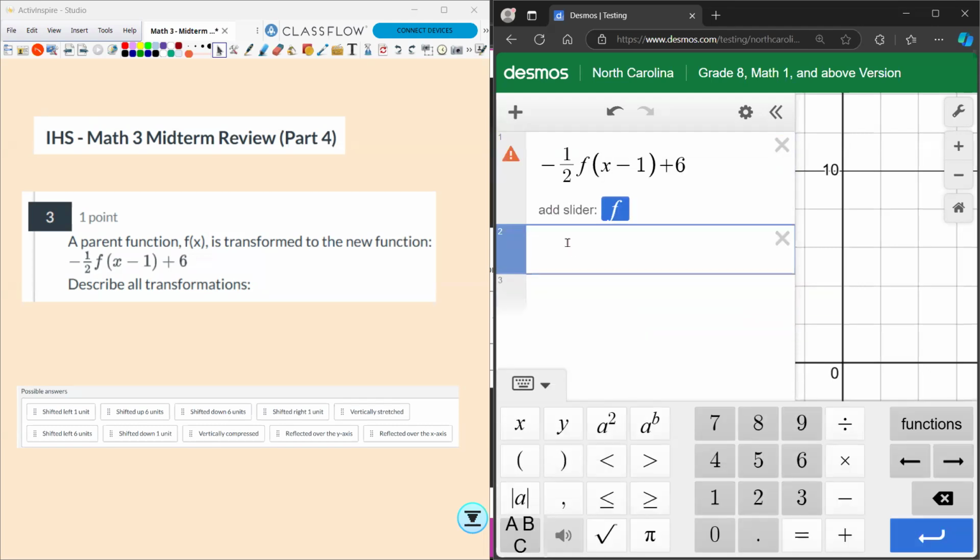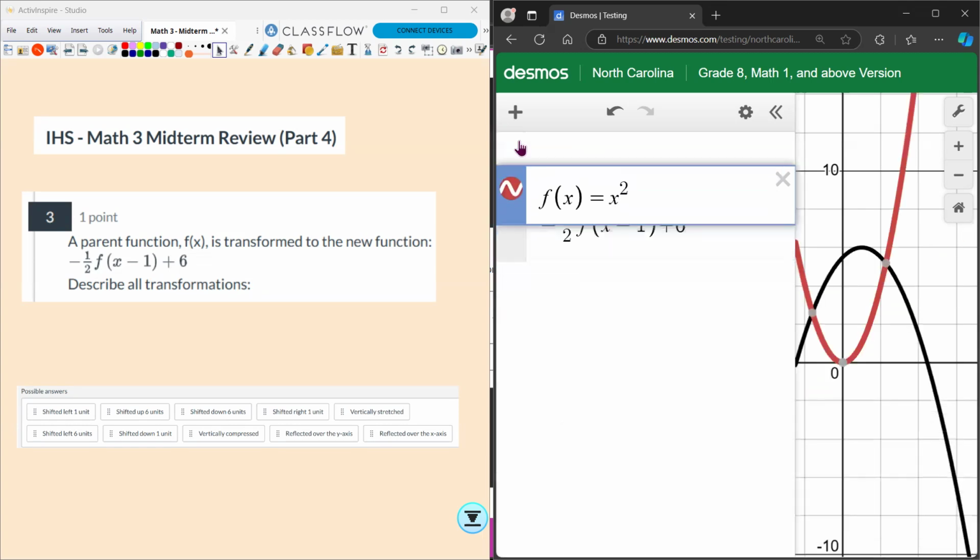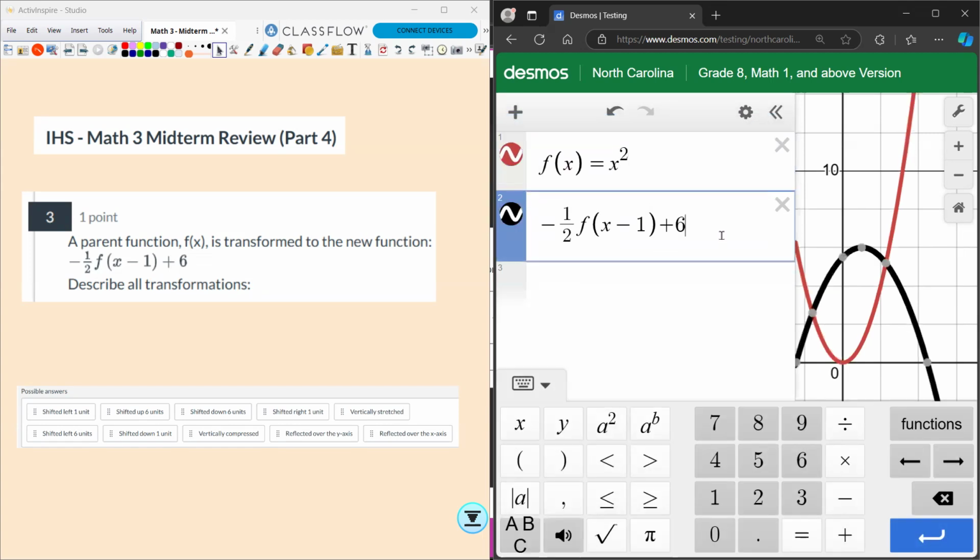So if I said f of x was a function, maybe we'll say x squared. That's usually a good one to work with. Then you can see what happens as I make that transformation. But let's think about what's going on one thing at a time.